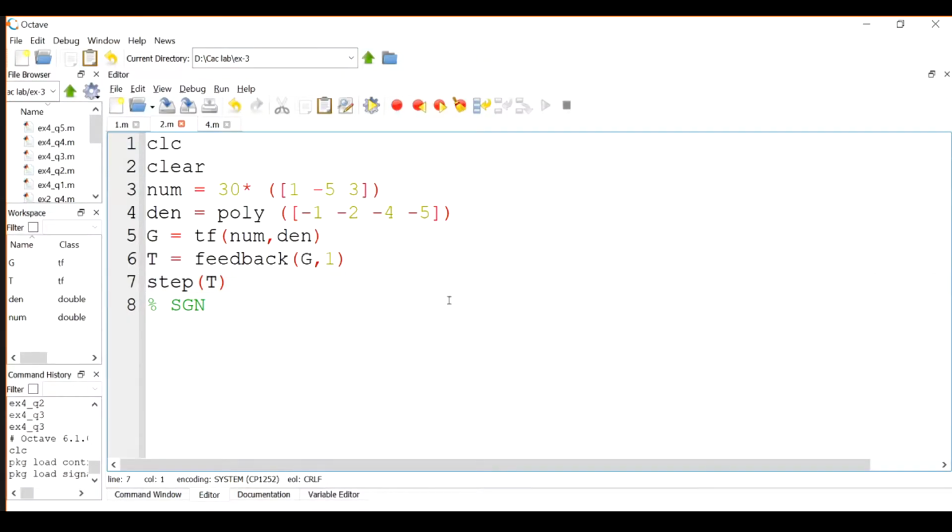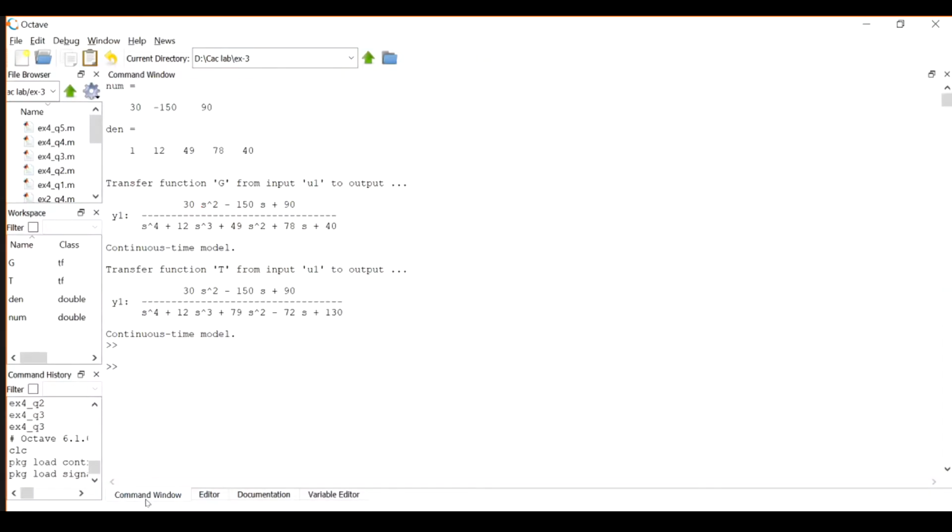So that output can be seen in the command window. In the command window, you can see the numerator we had: 30, -150, 90, by multiplying 30 with s square minus 5s plus 3. We had the denominator as 1, 12, 49, 78, 40 by multiplying all the terms of the denominator. So the net transfer function can be obtained as 30 s square minus 150s plus 90 upon s raised to 4 plus 12s cube plus 79s square minus 72s plus 130.